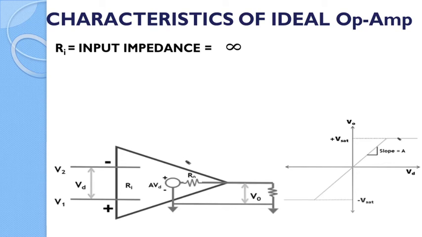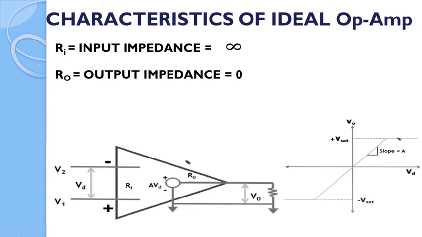The second characteristic of an ideal op-amp is that its output impedance R0 is 0. We know that when the value of a resistor is low, it will be like a short circuit. Here R0 is the output impedance. If it is 0, it will be like a short circuit, so the resistance will be replaced here.